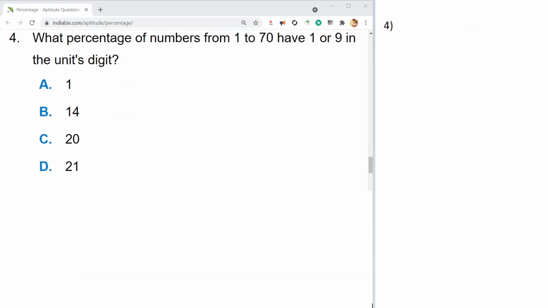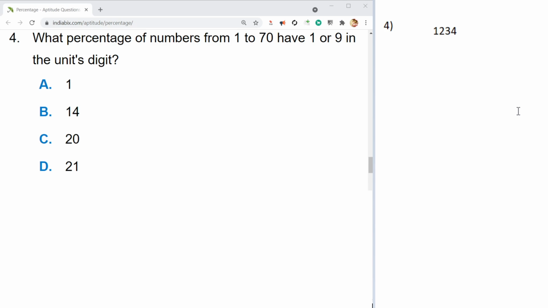Let's see problem number 4. What percentage of numbers from 1 to 70 have 1 or 9 in the units digit? For example, for the number 1234, 4 is the units digit, 3 is the tens digit, 2 is the hundreds digit, and 1 is the thousands digit. That means the rightmost digit is the units digit value. For numbers 1 to 70, we need to find the numbers with 1 or 9 in the unit digit.